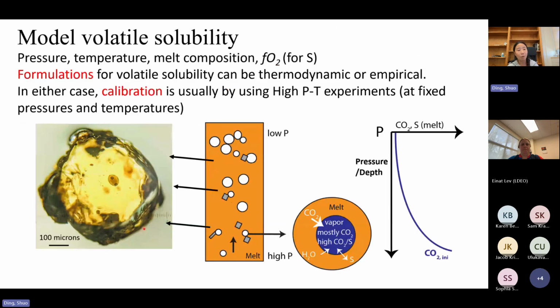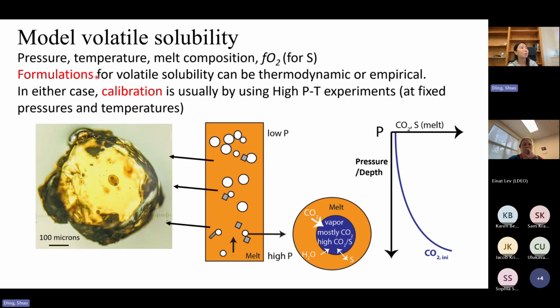Usually, after we collect the data, we are interested in modeling to see if we could reproduce the melt inclusion record. That means maybe the change of volatiles we observed through melt inclusions is due to degassing. We usually model volatile degassing by modeling the solubilities of different volatiles. That is a function of pressure, but temperature and melt composition also matter. For sulfur, oxygen fugacity is another very important parameter affecting sulfur degassing.